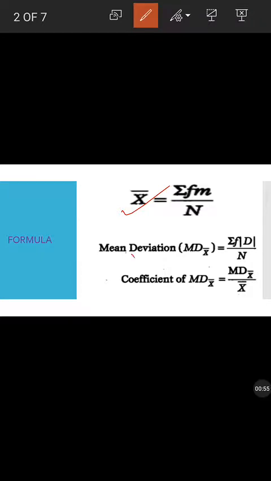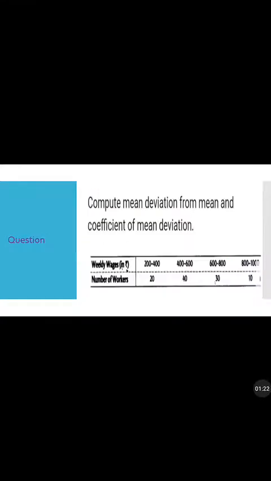Then the second formula is mean deviation, that is summation f into d bar divided by n. Then the third formula is coefficient of mean deviation, that is equal to mean deviation divided by x bar. So we have only three formulas. We have to calculate all these three for this particular problem: first x bar, second mean deviation, and third coefficient of mean deviation. The question is: compute mean deviation from mean and also the coefficient of mean deviation.